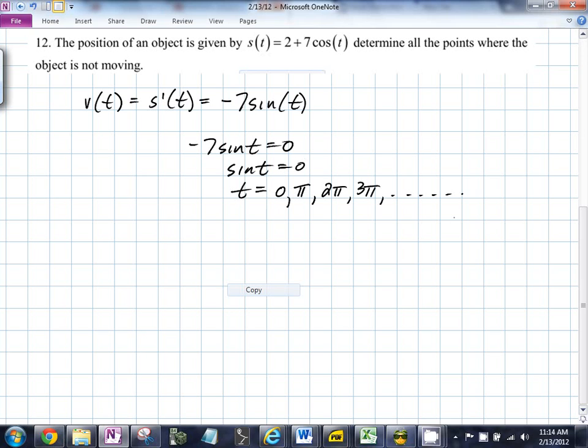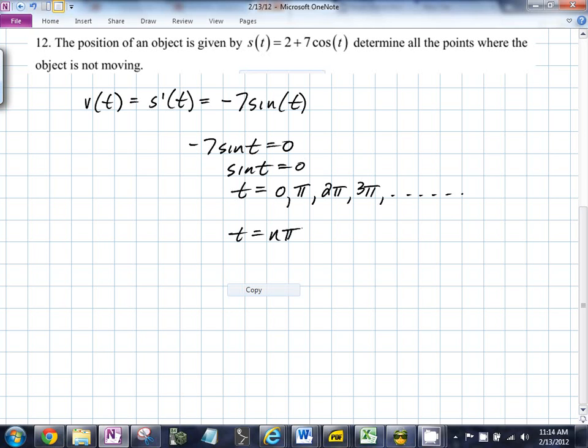The position of an object is given by that. Determine all the points where the object is not moving. So it's not moving when the time is equal to any interval of pi. It's not just odd. 1, 2, 3, n pi. At n pi.